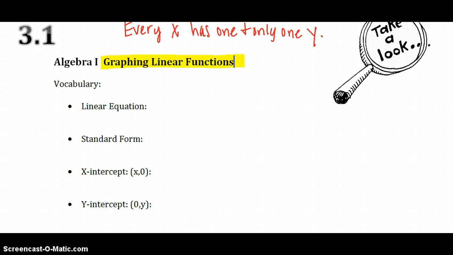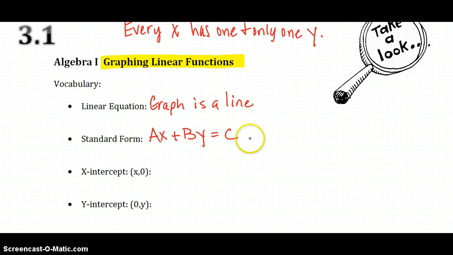But let's talk about linear functions. When it's a linear equation, its graph is going to be a line. That's pretty simple. A linear equation is written in standard form when it looks like this: ax plus by equals c. Now this is just our vocabulary, and as we work through some example problems, this will all make a little more sense. But in standard form, the c here stands for the constant.